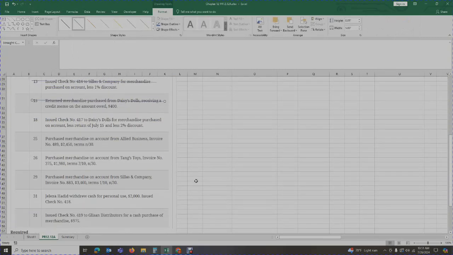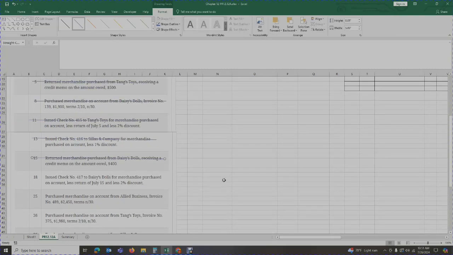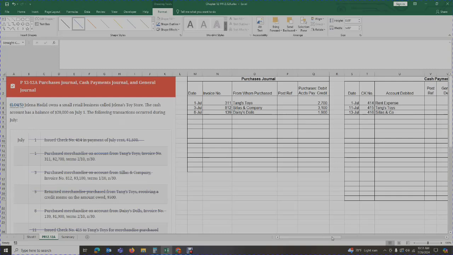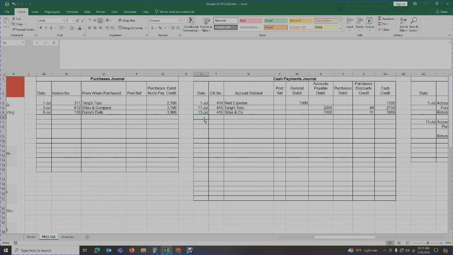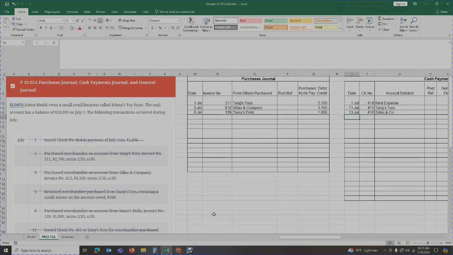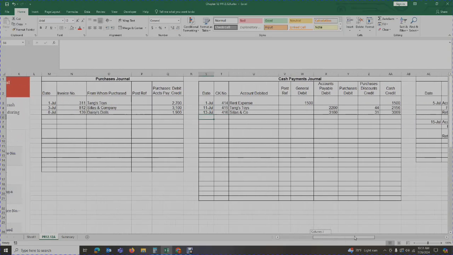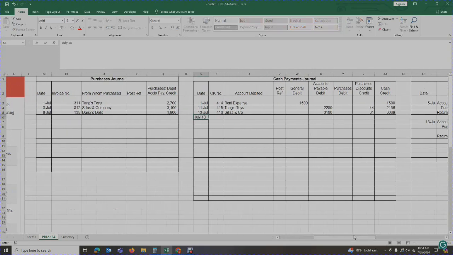On the 18th, we issued check number 417 to Daisy's Dolls for merchandise purchase on account, less the return, less a 2% discount. So we're making a payment with check number 417. Remember, all of your payments go on your cash payments journal. Let me go back and see. Yes, on the 18th. So this is happening on July the 18th with check number 417 to Daisy's Dolls.